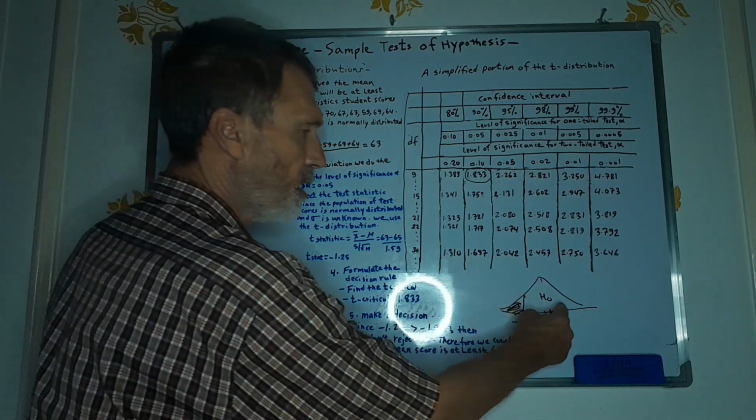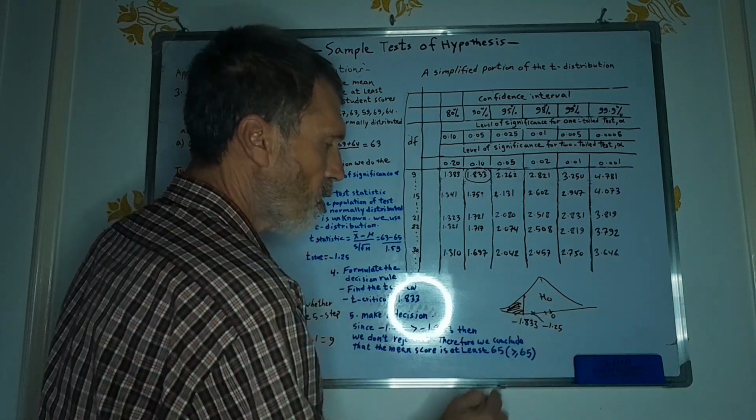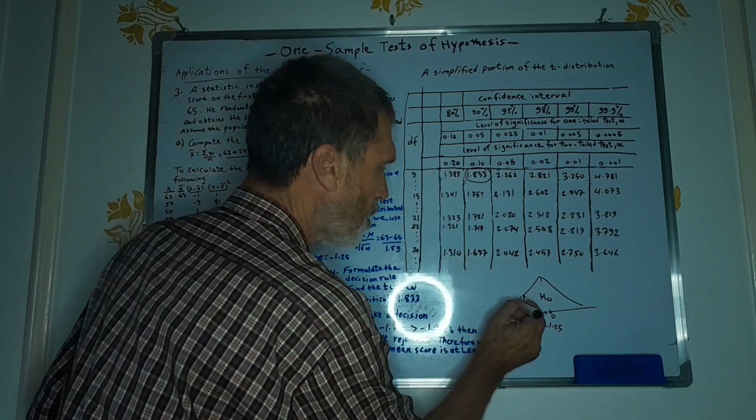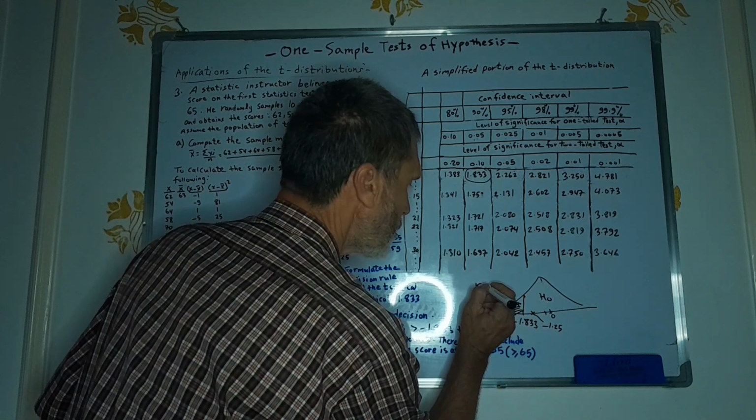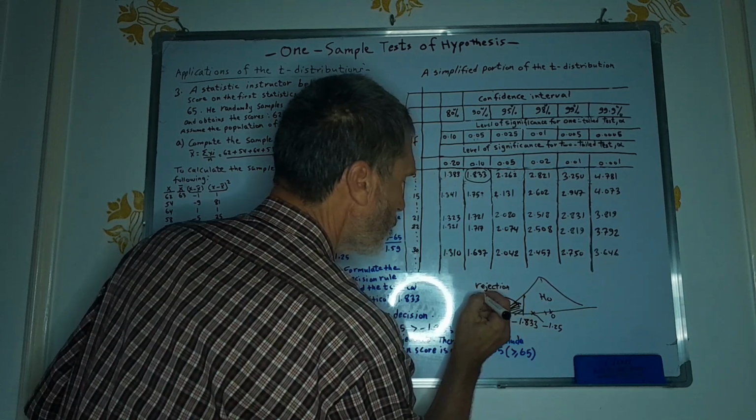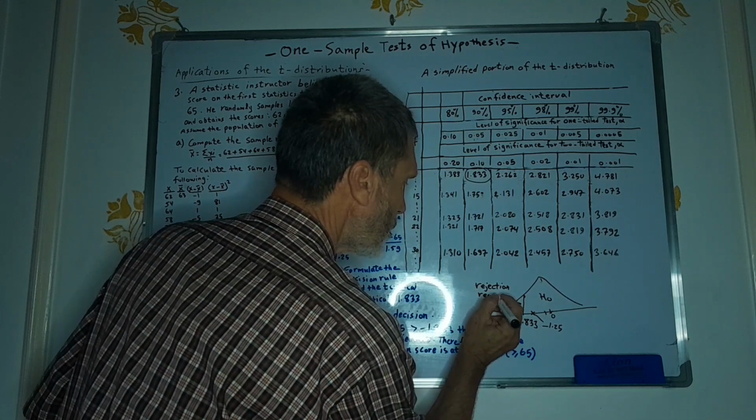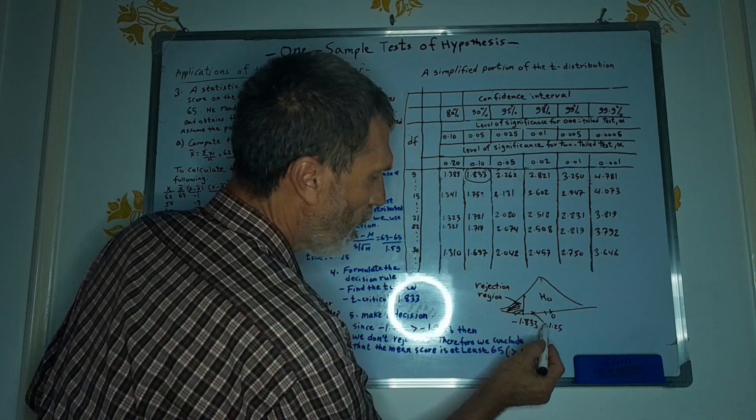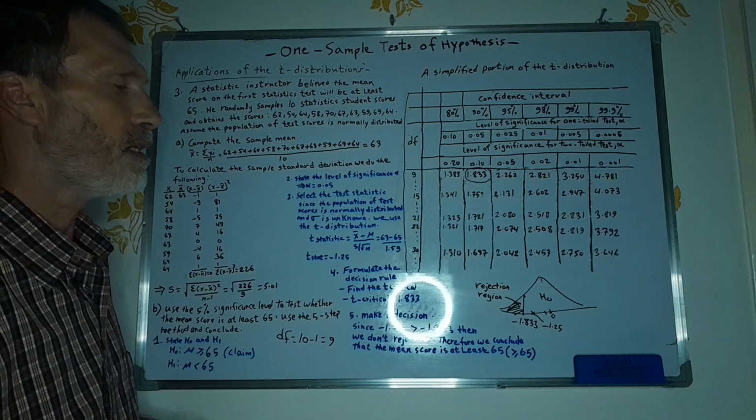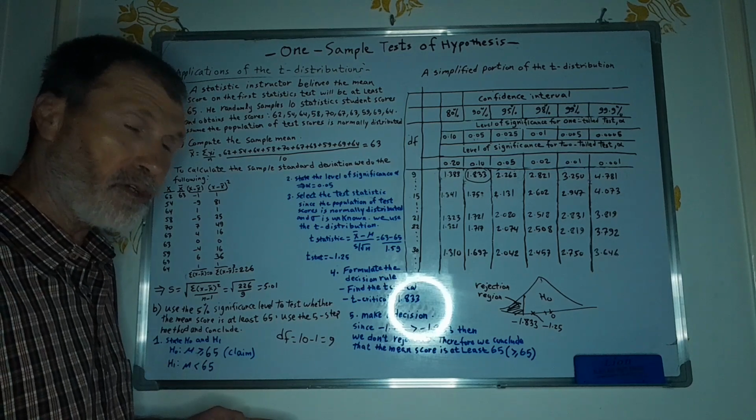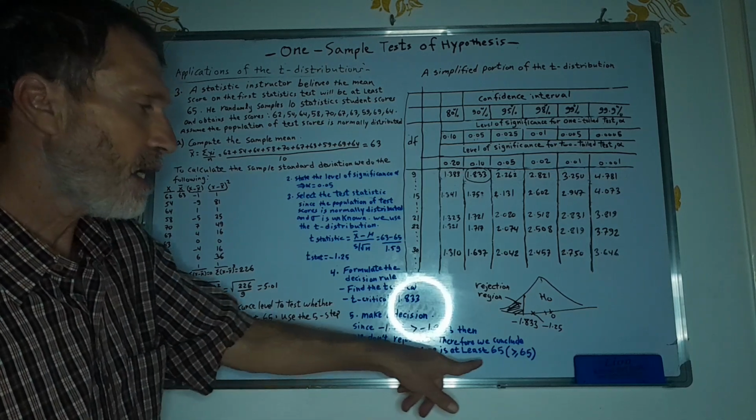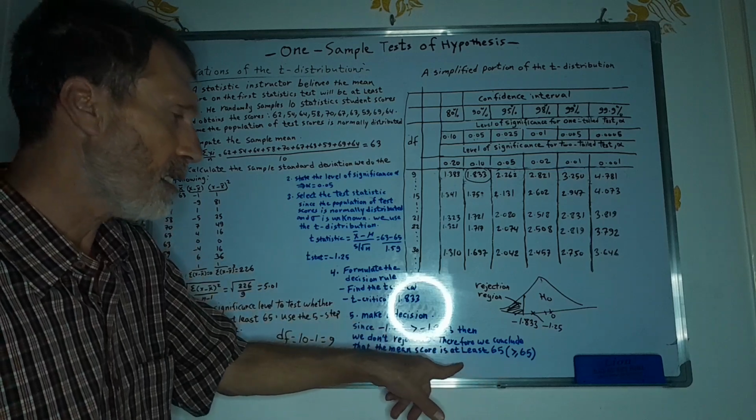In this area, we do not reject H0. Since minus 1.25 is not in the rejection region, this is the rejection region here. Since minus 1.25 is not in the rejection region, therefore we do not reject H0. Therefore, we conclude that the mean score is greater than or equal to 65, or it is at least 65.